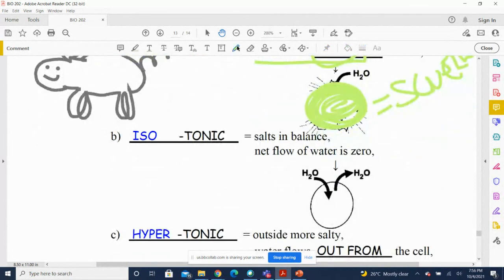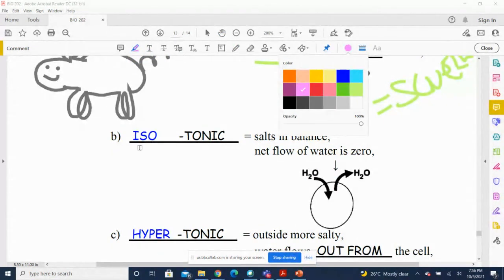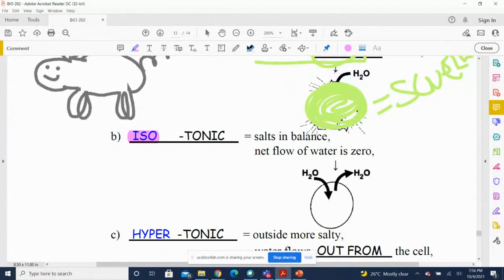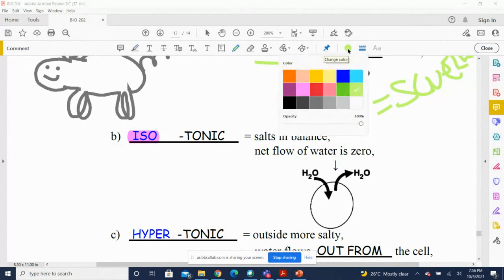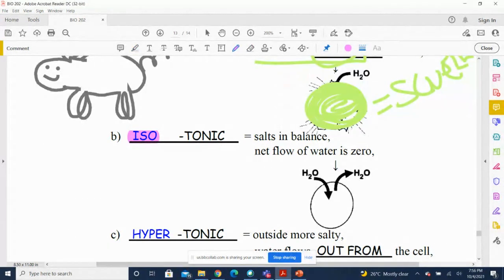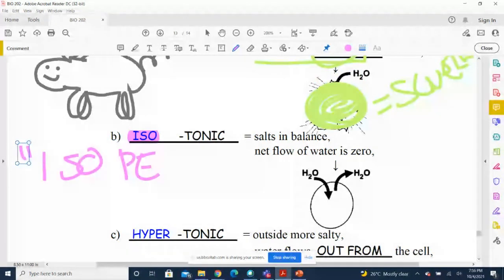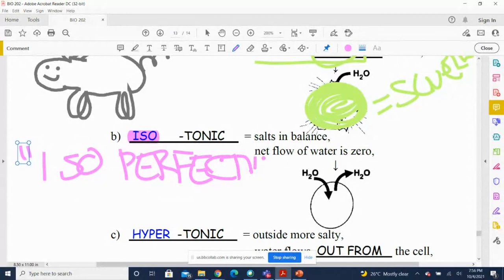The next example that I had was when we had isotonic conditions. Isotonic, you can think of it as the statement that I used: iso, perfect. When you're perfect, you do not need to change. And that's exactly what happens in isotonic cells. There's overall no movement of more water or less water in or out of the cell. It's just the same.